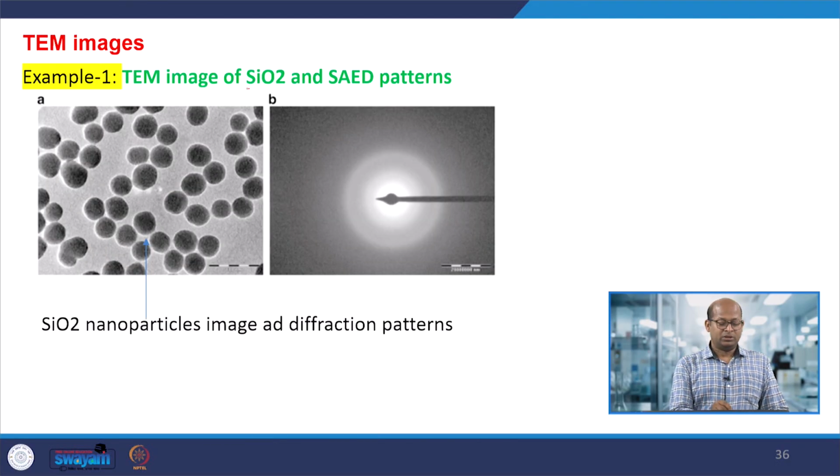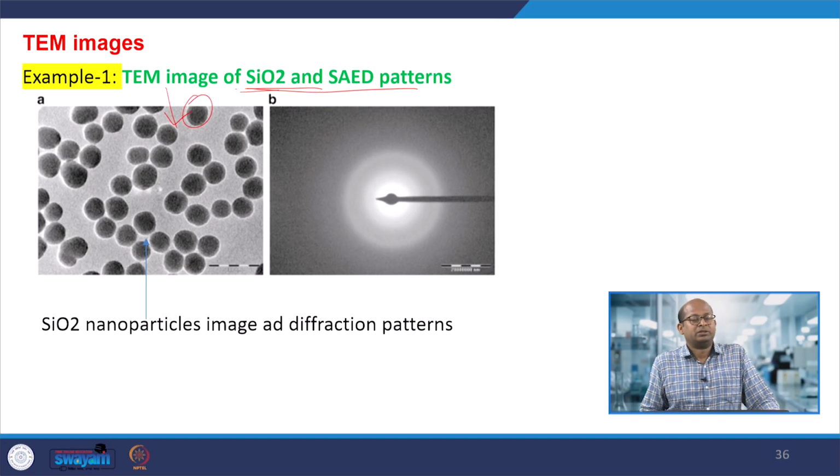Here silicon dioxide was taken, and the same image is there. You can see the silicon dioxide nanomaterials that are formed. If you know the dimensions, you can easily get the diameter or size of the silicon dioxide nanoparticles formed, and this is the SAED pattern of this particular silicon dioxide nanomaterial.